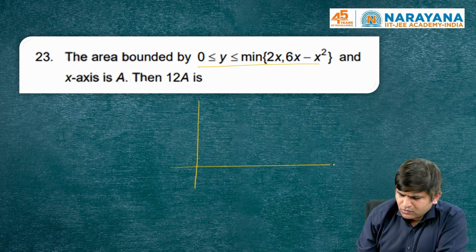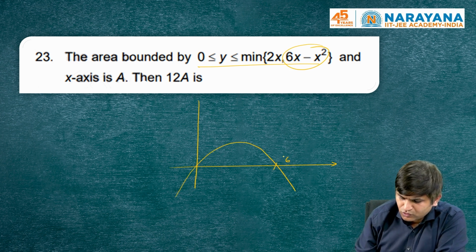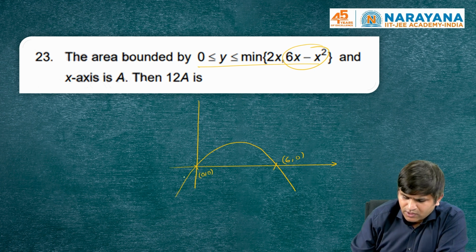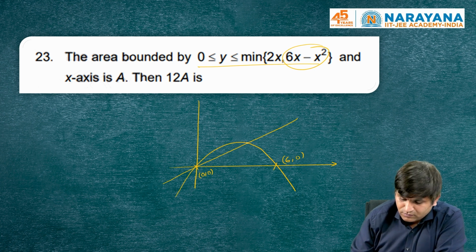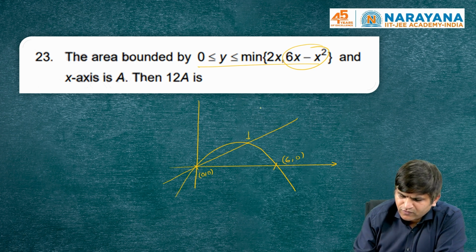Okay, so this is 6x minus x square. It is a downward parabola. So the roots we have are 6 comma 0, and this point will be 0 comma 0. And another line we have is y equal to 2x. So we have to find the point of intersection. To find it, we have to solve 2x with the given downward parabola.